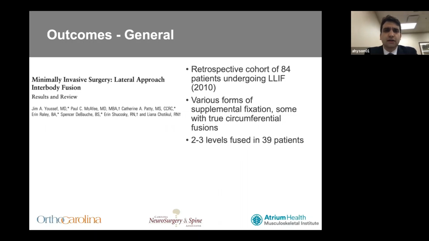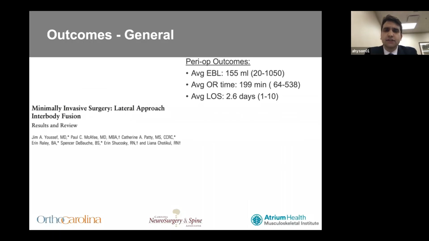This more general study on the outcomes of LLIF, performed by Yusuf et al. in 2010, retrospectively reviewed a cohort of 84 patients undergoing LLIF. Importantly, they did undergo various forms of supplemental fixation, including percutaneous pedicle screw and rod fixation, lateral plating, and some patients had true circumferential fusions. Additionally, 2 to 3 levels were fused in 39 patients, and the rest received only 1 level. So there was a wide range of results. Peri-op outcomes include average EBL of 155 milliliters, average operative time of 199 minutes, and an average length of stay of 2.6 days. Again, this is skewed by the wide range of procedures that were performed.